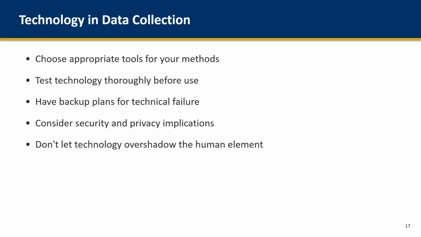Technology enables many data collection approaches, but also introduces dependencies and potential problems. Strategic technology use enhances research without creating unnecessary risks. Choose appropriate tools for your specific methods and participants. The best survey platform for college students may not work for elderly participants with limited computer experience. The most sophisticated recording equipment isn't helpful if it's too complex to operate reliably. Match technology to your actual needs and context.